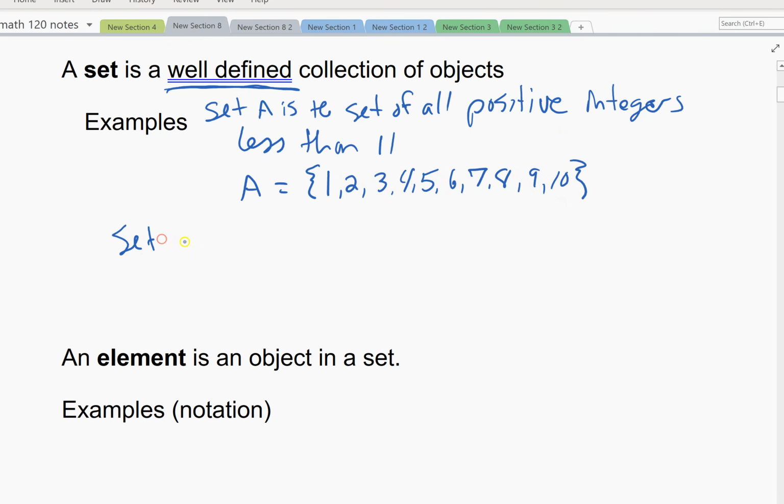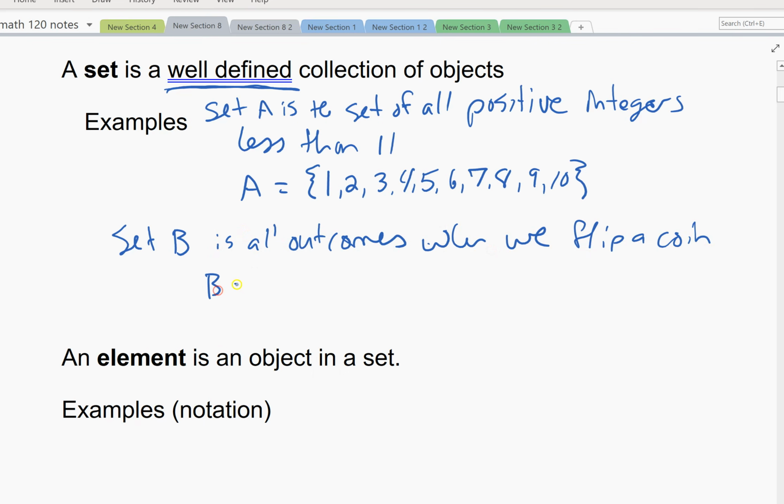Well, suppose, we're going to do experiments later on. Suppose set B represents an experiment. Set B is all the outcomes when I flip a fair coin. There are only 2 possible outcomes when you flip a fair coin. You can either get heads or tails. And that's all the possibilities.